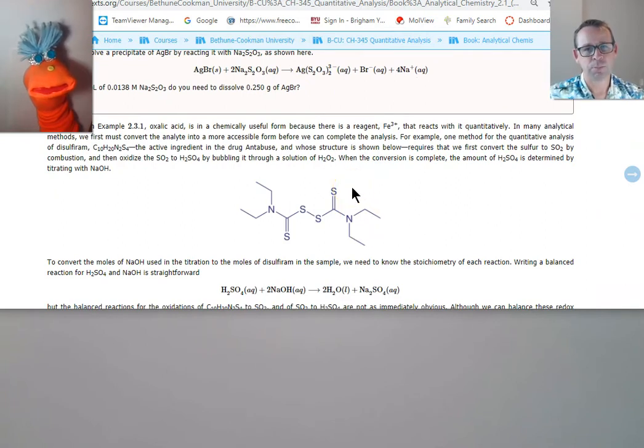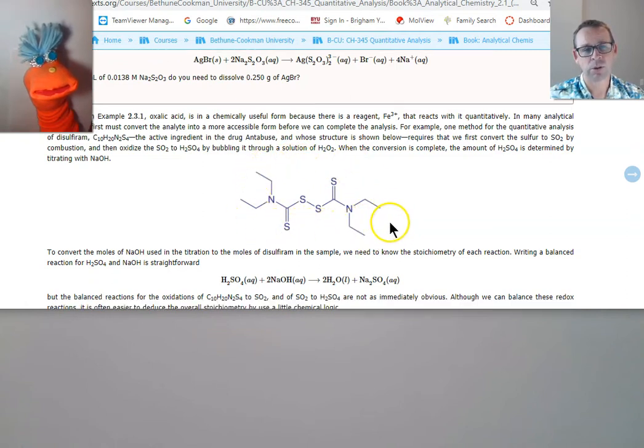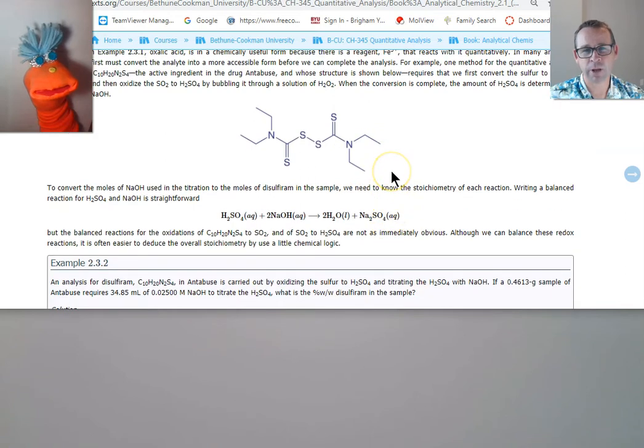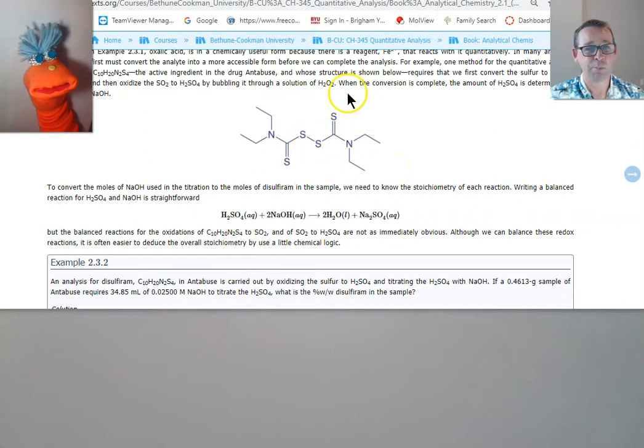So this is par for the course. This is how analytical chemistry goes. It's okay to think about very complex reactions to identify the concentration of an unknown. But if you can simplify your reactions, for example, by combusting your sample, right? Now, this is a specific example for this compound here, disulfiram.